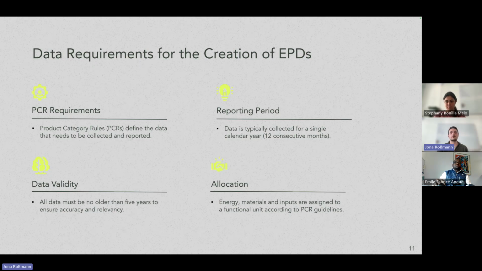Maybe one amendment: if it is a product that is about to be produced or is just newly in the portfolio, then there are also other types of EPDs. For example, a prospective EPD for products that will be produced and sold on the market in the future. But that is a bit different and has to be differentiated from the regular EPDs.